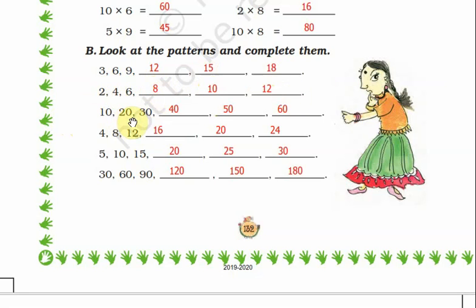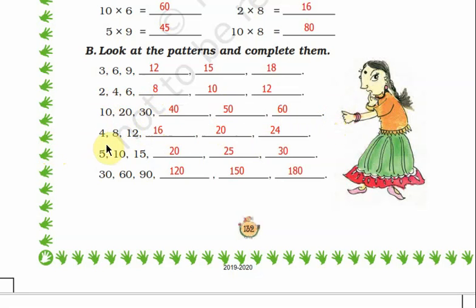Next one, 10 20 30. Which table is this? This is the table of 10. 10 1s are 10, 10 2s are 20 and 10 3s are 30. So what will be the rest of the answers? The rest will be 10 4s are 40, 10 5s are 50 and 10 6s are 60. Okay, so you have to write 40, 50 and 60 as answers over here.